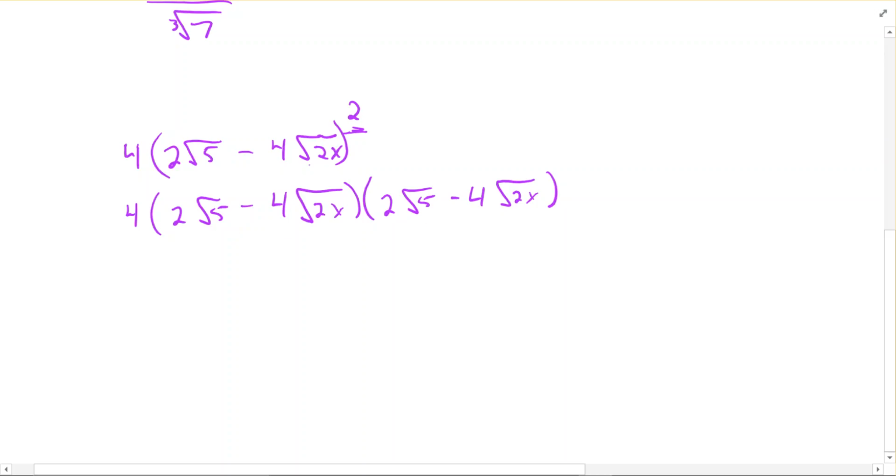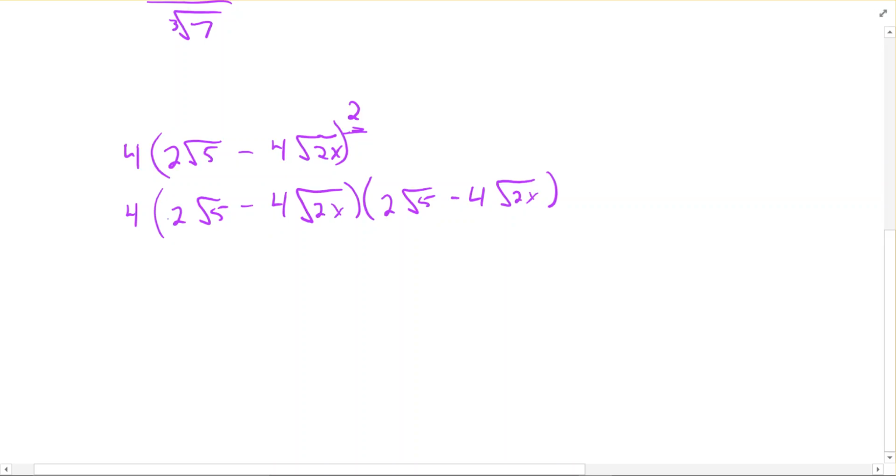And you can remember now that we have to FOIL this. We have to go that one times that one, that times that, that times that, and that times that. But you might be asking, what about that pesky 4 out front? Well, it doesn't really matter what order you do this. You could multiply the 4 by both of those things, or you could wait till the end and then multiply the 4 through. Actually, I'm not going to multiply it through now. I'm going to do it after.